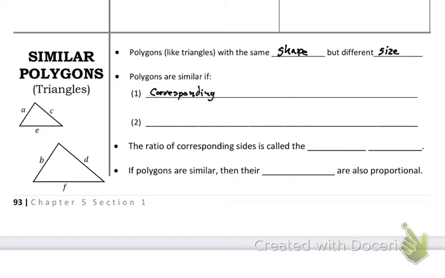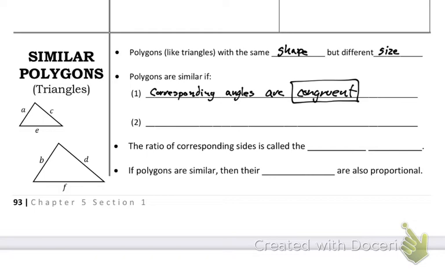Corresponding angles are congruent. And I'm going to box in that word congruent because that's important. So that's just like two congruent triangles. Two congruent triangles have congruent angles. Two similar triangles have congruent angles.